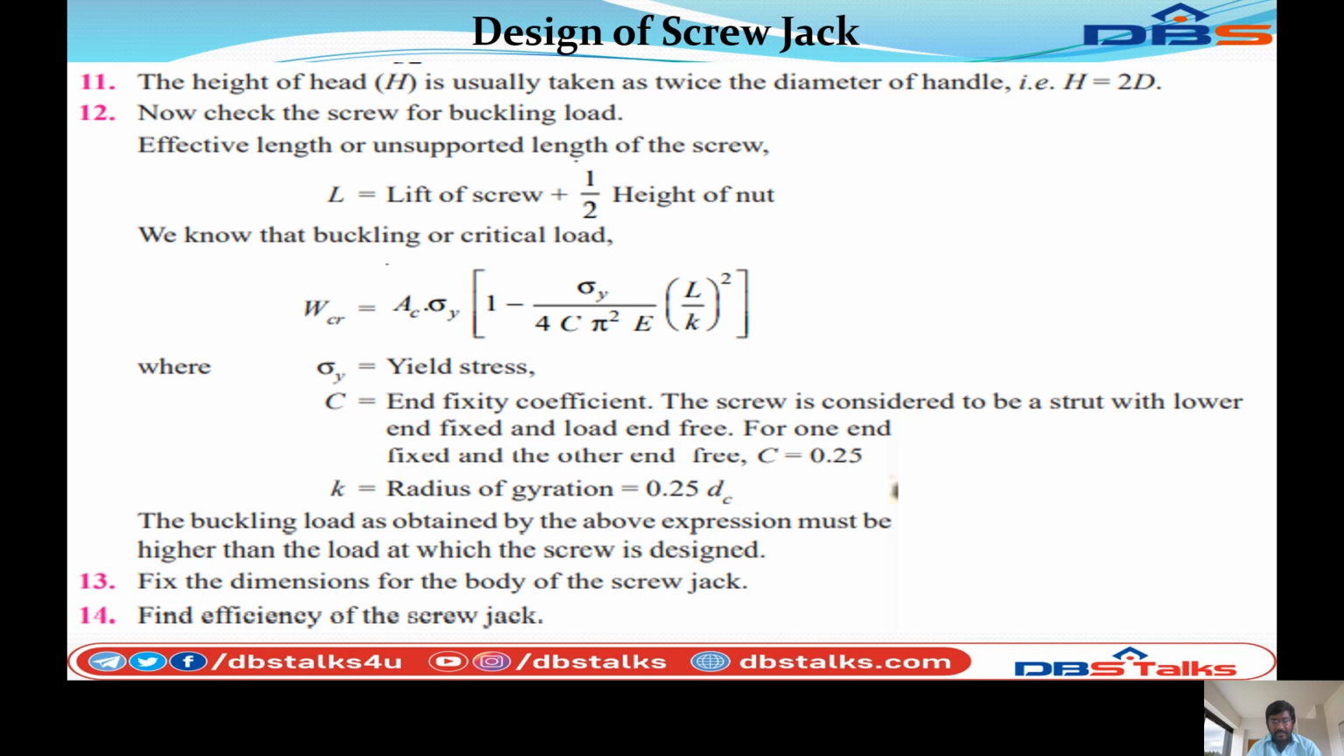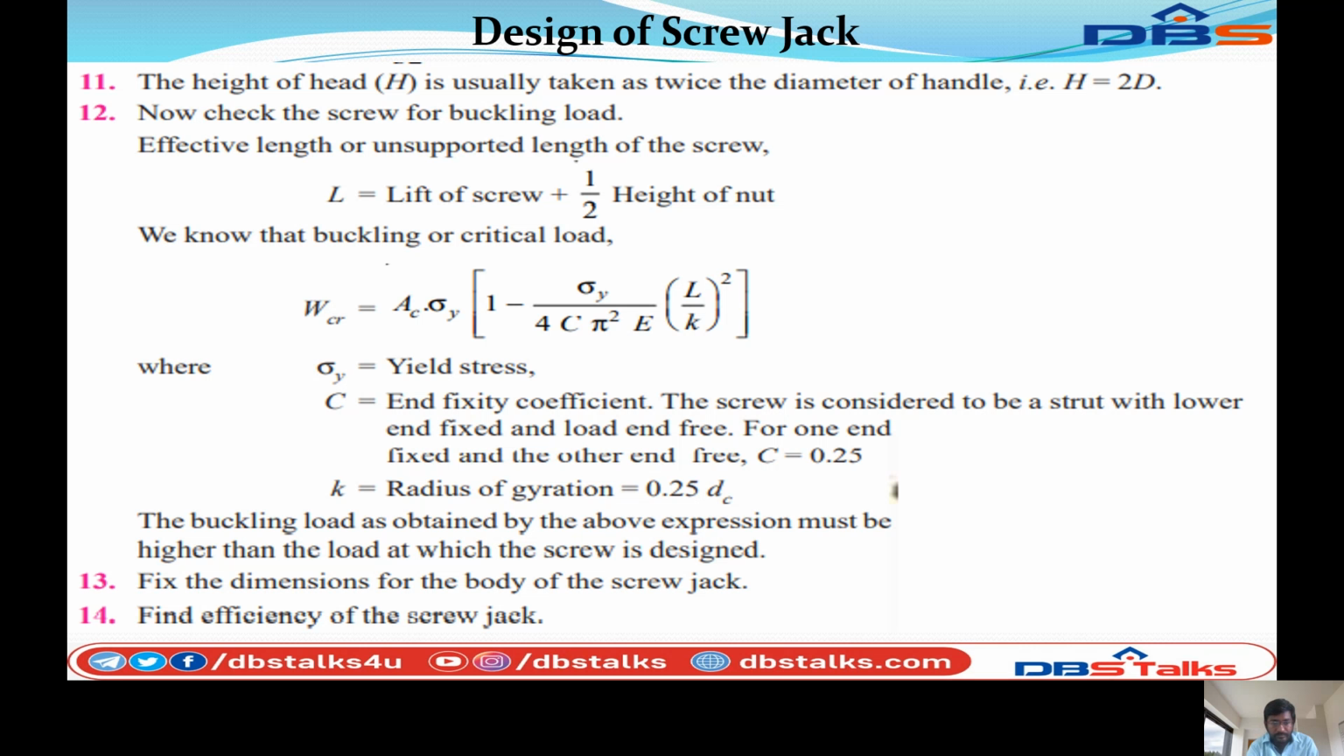The buckling load obtained by the above expression must be higher than the load at which the screw is designed. So by substituting the values, we can calculate the buckling load. The buckling load as obtained by the above expression must be higher than the load at which the screw is designed. So this is the procedure by which the buckling or critical load is applied, and that's why the screw will be designed.